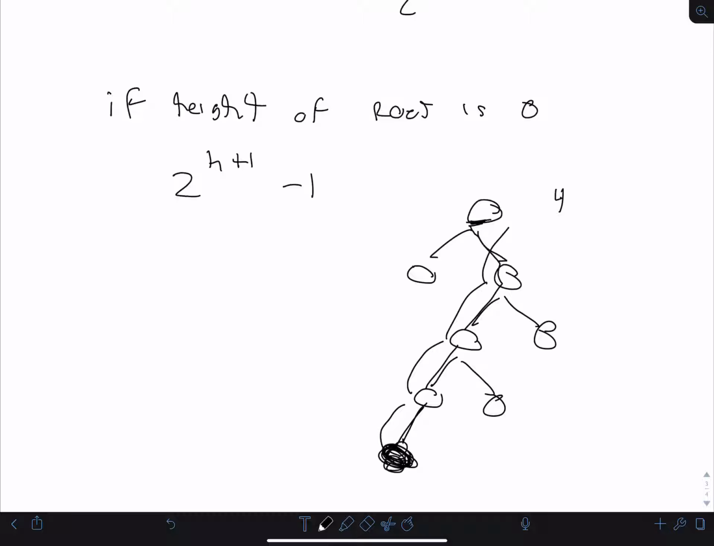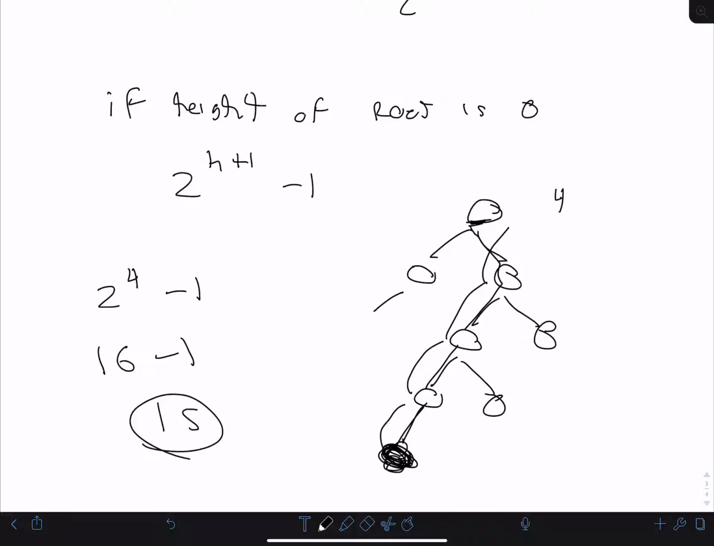If you're doing it the other way, then, because here's the thing. If you did it this way, and you said 2 to the 4 minus 1, what is 2 to the 4? 16? Minus 1 is 15, right? So we're saying the maximum number of nodes can be 15.